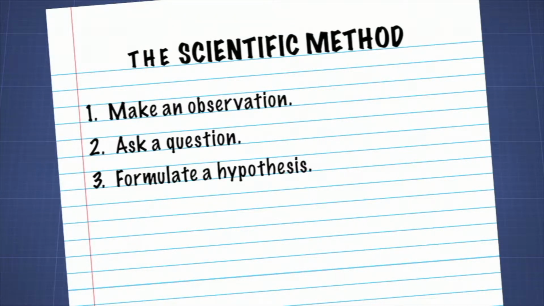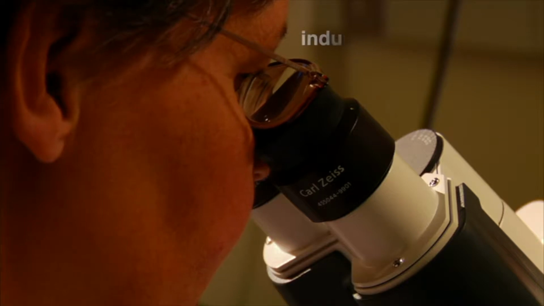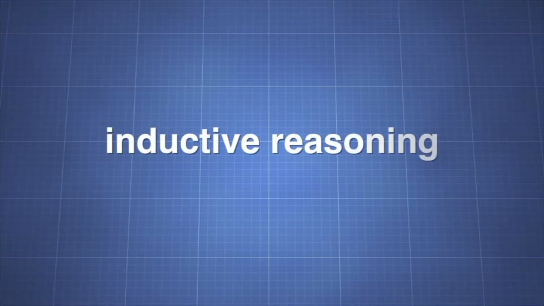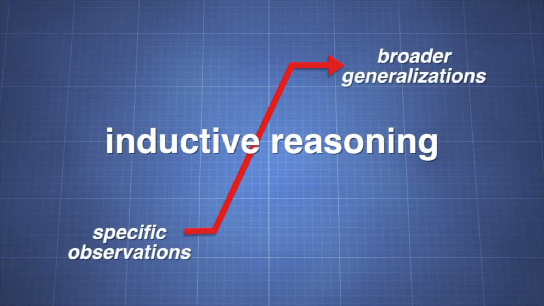Formulate a hypothesis, or possible solution, that can be proven true or false through testing. This is the next step in the scientific method. Hypotheses are formed using inductive reasoning, or inference based on observation. Think of inductive reasoning as a bottom-up approach. That is, from specific observations you can propose broader generalizations.